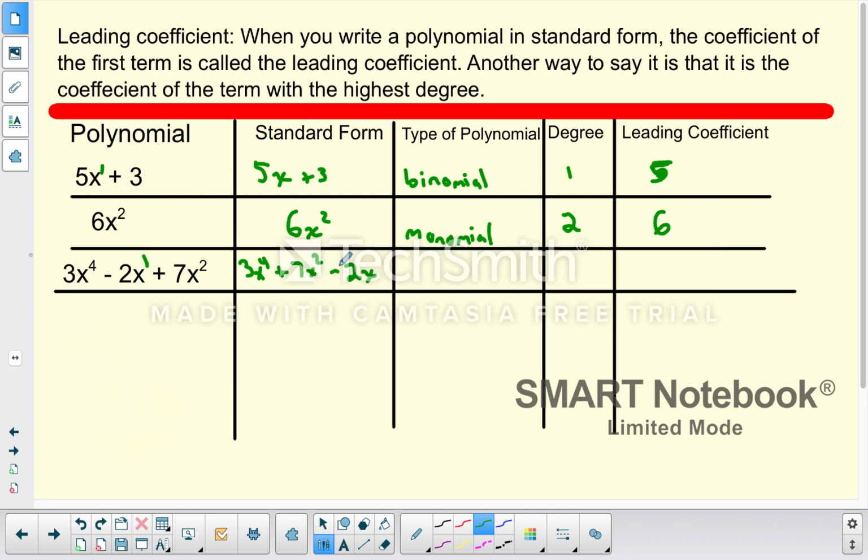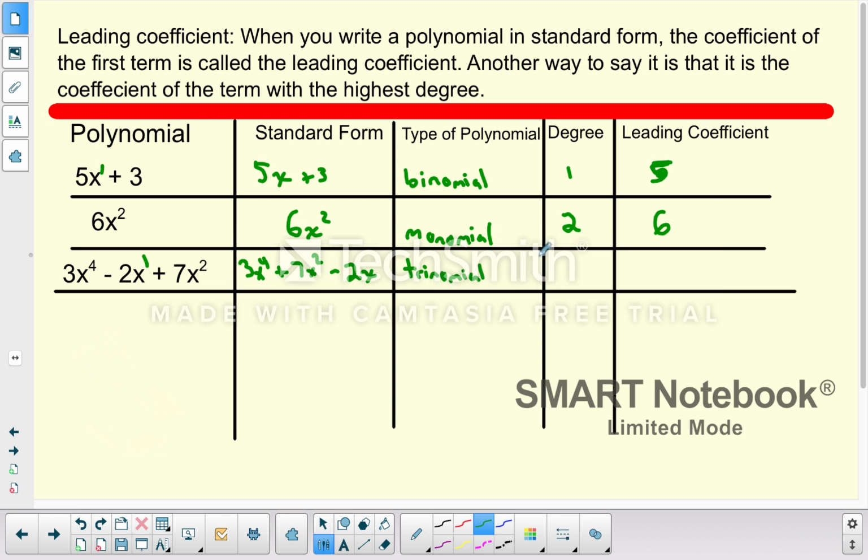This seems like it might be over your head. All it is is vocab. I'm just listing, you've been doing greatest to least, least to greatest since you were probably in first grade. That's all I did here. I've got a 4, I've got a 2, and you can't see it, but if you want to put it there, I've got a 1. I just put those exponents in order from greatest to least, but I had to keep their coefficients with them. The type of polynomial, there's 3 of them there, so that would be a trinomial.